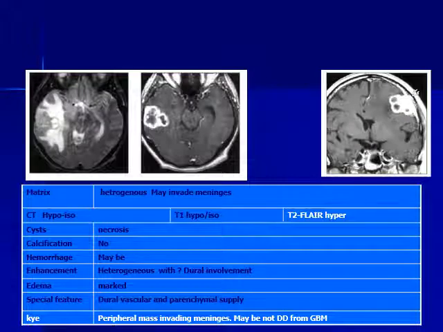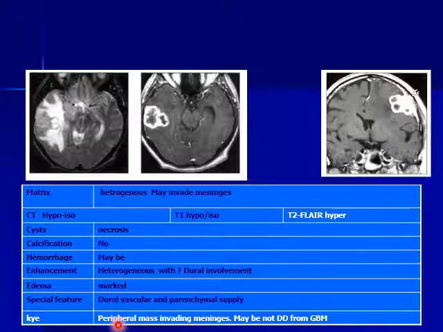Let us see. Usually the matrix is heterogeneous, simulating glioblastoma multiforme, hypo to iso on CT, T1 hypo to iso, T2 and FLAIR hyper. We can see a lot of cysts due to necrosis, no calcification, we can see hemorrhage. It is heterogeneous, with or without dural involvement. The edema is marked, and it has dual supply from the external carotid artery and internal carotid artery.